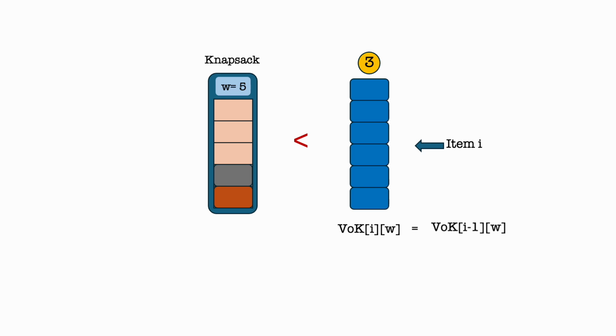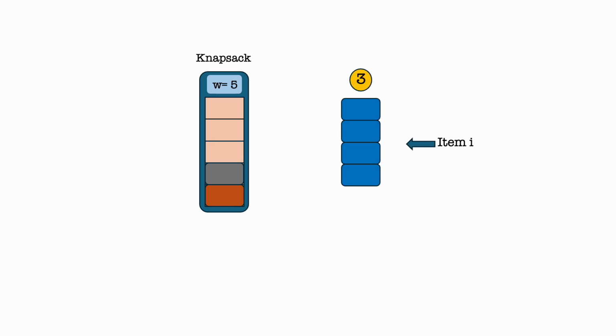Now, let's consider the scenario when the size of the item is less than or equal to the current capacity of the knapsack. We have a knapsack and the current weight capacity of the knapsack is 5. Two items with weight 1 have been kept in the knapsack optimally. Consider that we have one item I of weight 4 and value 3. Since the weight capacity of the knapsack is 5, which is greater than or equal to the size of the item, we can either keep the item in the knapsack or we can ignore it. Let us see both the cases one by one.